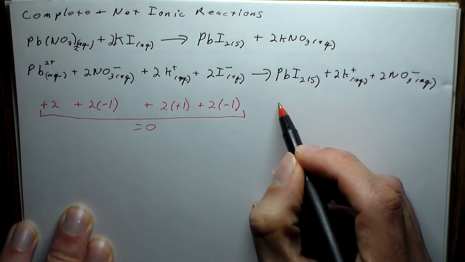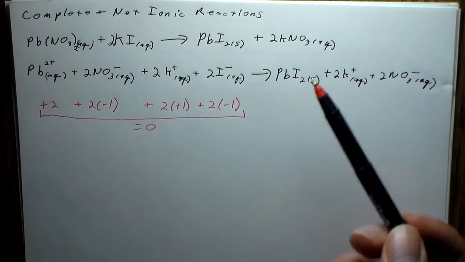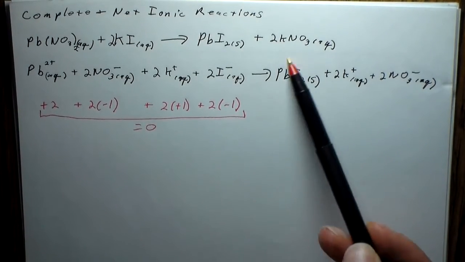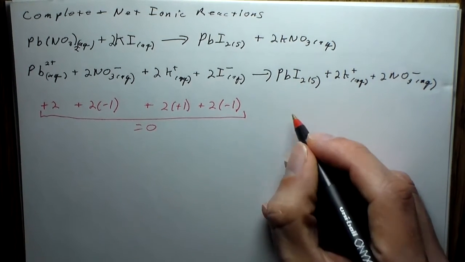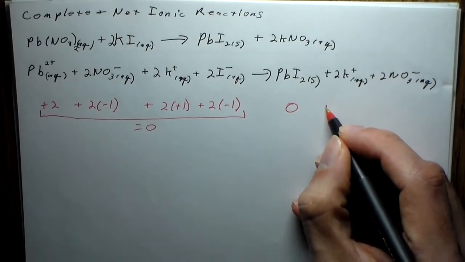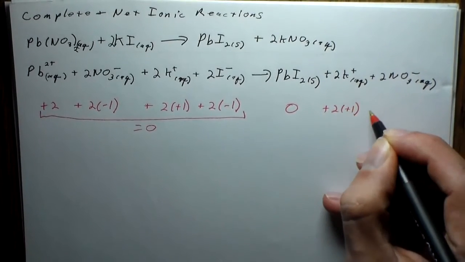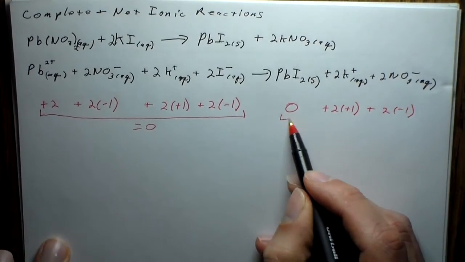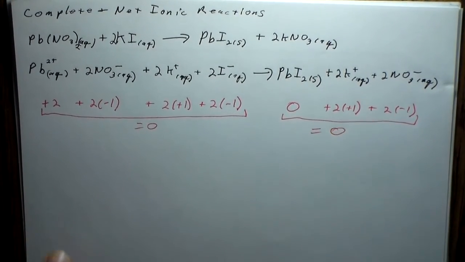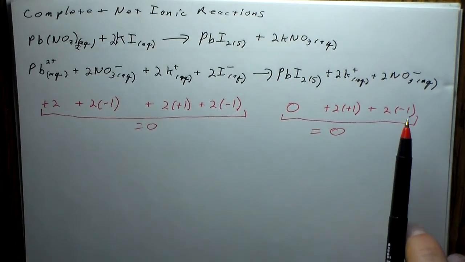And then over here, you might say, do I have to figure out the charge on the ions? No, you're just looking at how it's actually written here. So there is 0 charge on the lead iodide because it's a solid, so there is no charge on this. So that's just going to be 0. And then again, that's going to be 2 times my plus 1 plus 2 times my minus 1. Of course, that's still going to be 0 once you add everything up. So yes, all my charges are balanced.